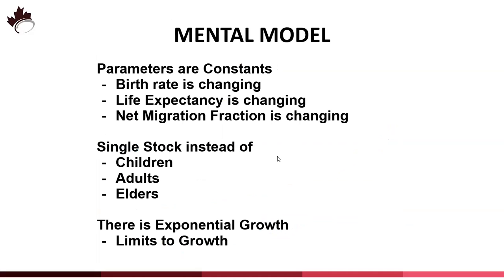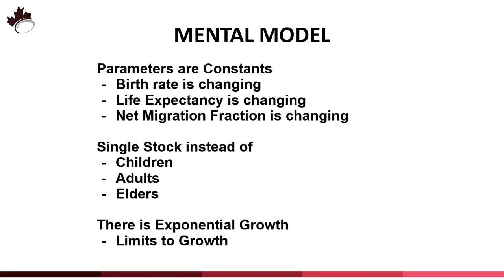So, as I said, there are some things that we can change. For example, in this mental model that I'm using, we assume the parameters were constants, but we know that the birth rate is changing, and the life expectancy is changing, and the net migration fractions change over time. So really, those are maybe better assumptions, but they require a lot more modeling to figure out what they are, and to really tease out why the birth rate is changing and why the life expectancy is changing.